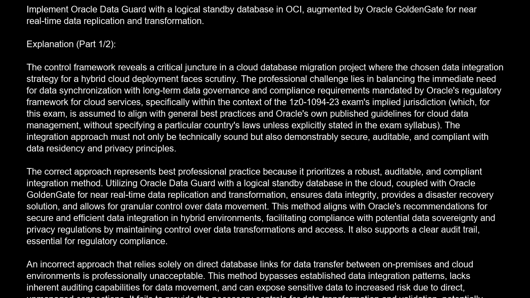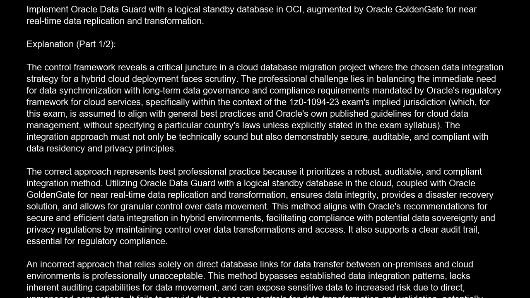This method aligns with Oracle's recommendations for secure and efficient data integration in hybrid environments, facilitating compliance with potential data sovereignty and privacy regulations by maintaining control over data transformations and access. It also supports a clear audit trail, essential for regulatory compliance.